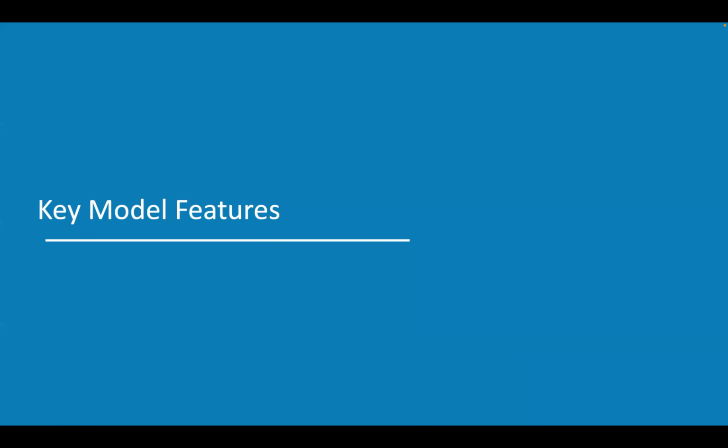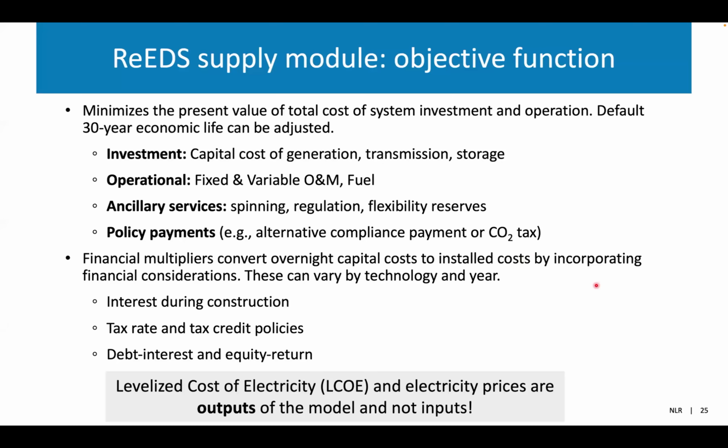So we'll now be shifting the presentation to cover several key model features that'll help you better understand how the model operates and represents different aspects of the energy system that it simulates. From here, we'll start with the components of the objective function. As mentioned in section 1, at the core of ReEDS is an optimization problem designed primarily to minimize the total present value cost of system investments and operation.